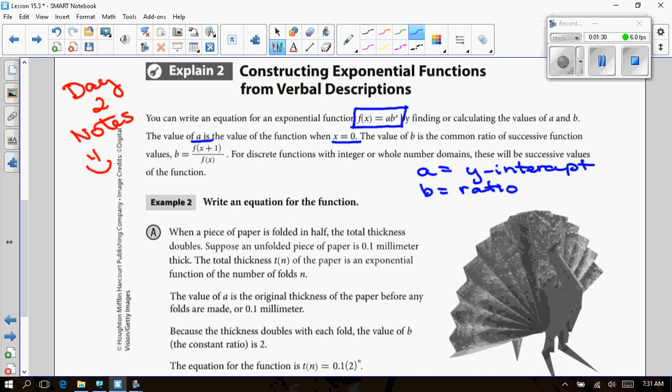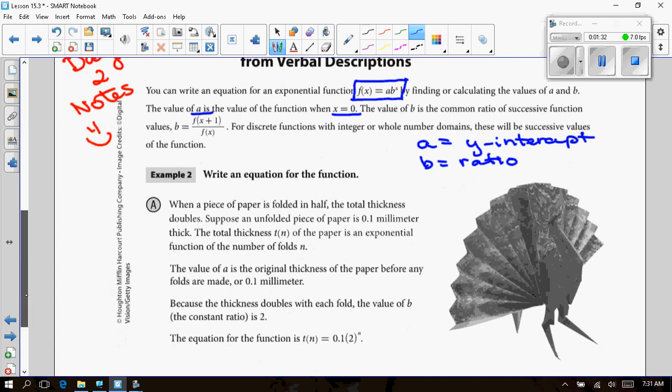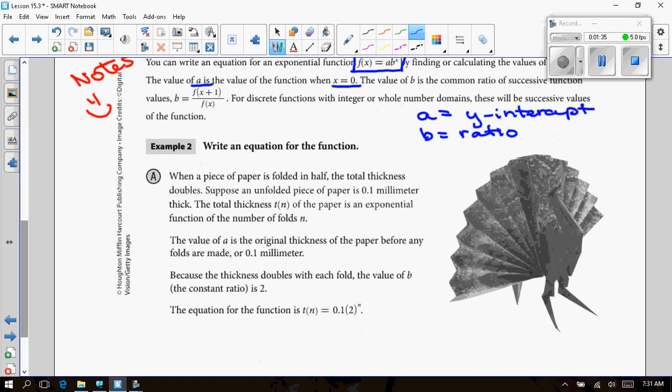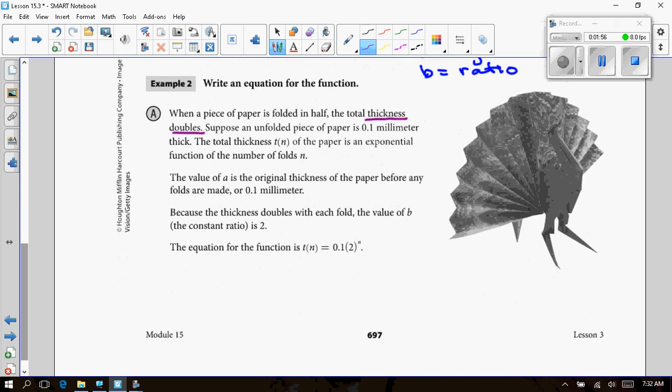Okay, so let's take a look at what we have here. When a piece of paper is folded in half, the total thickness doubles. Suppose an unfolded piece of paper is 0.1 of a millimeter thick. The total thickness T sub n, or T of n, of the paper is an exponential function of the number of folds, n. So the value of a is the original thickness. We were told the original thickness was 0.1 of a millimeter, so this is our a. a is equal to 0.1 of a millimeter.